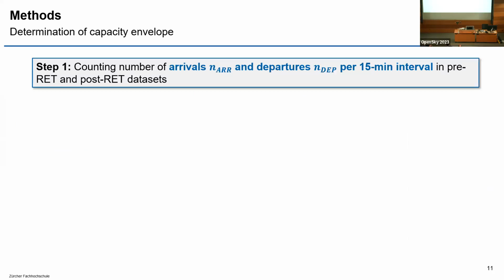So knowing the actual time of arrival and the actual time of departure, we could then start to determine these capacity envelopes. And this is done in a three-step process. First, we had to split the observation period, pre- and post-RET, into 15-minute intervals and count the numbers of departures and numbers of arrivals within each of these intervals. This is an easy task if you have a computer at your disposal.